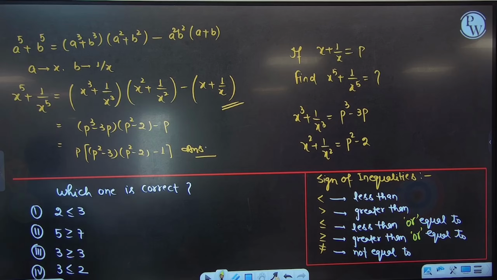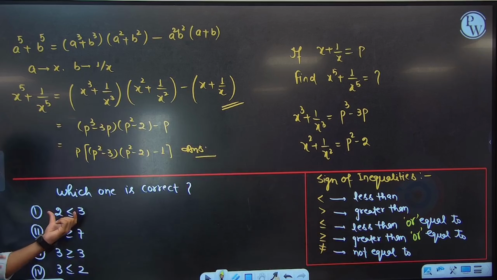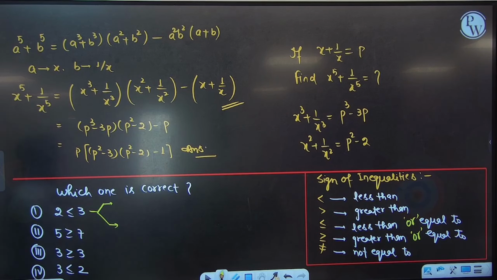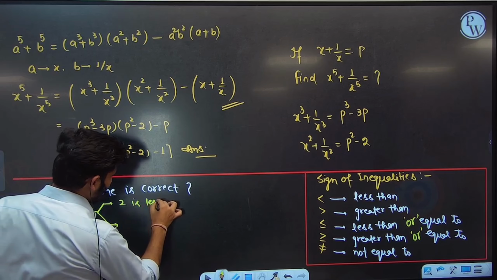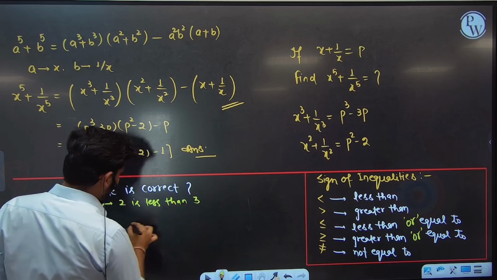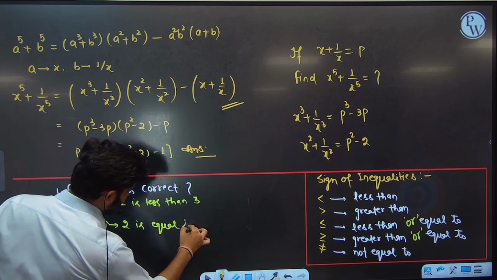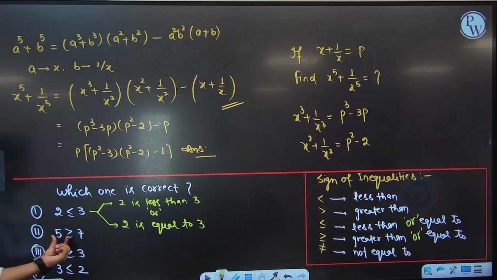Either this or this. Okay. So or is the choice. Now here both two statements arise. 2 is less than 3, and both 2 is equal to 3, or. Also in this case, 5 is greater than 7 or 5 is equal to 7.